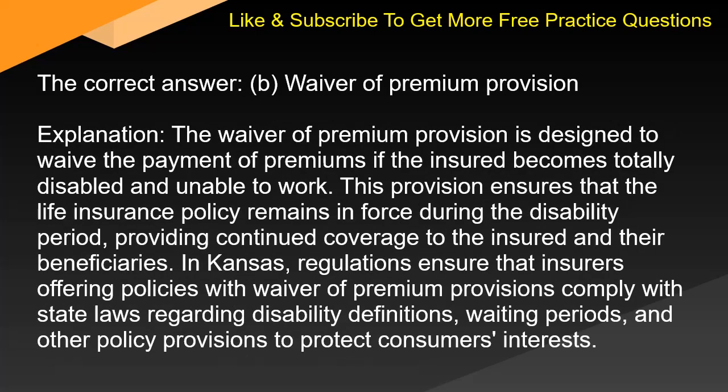The correct answer, B. Waiver of premium provision. Explanation. The waiver of premium provision is designed to waive the payment of premiums if the insured becomes totally disabled and unable to work. This provision ensures that the life insurance policy remains in force during the disability period, providing continued coverage to the insured and their beneficiaries.